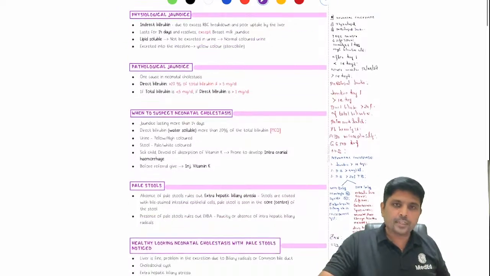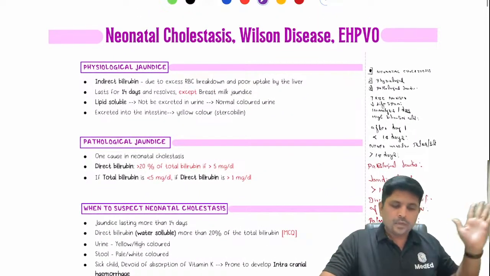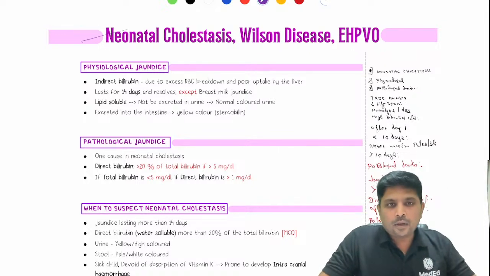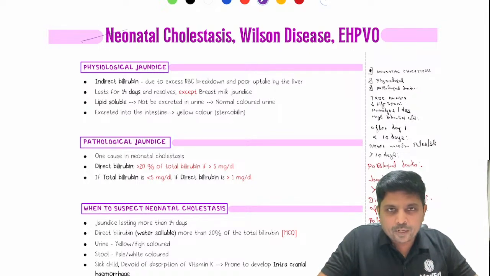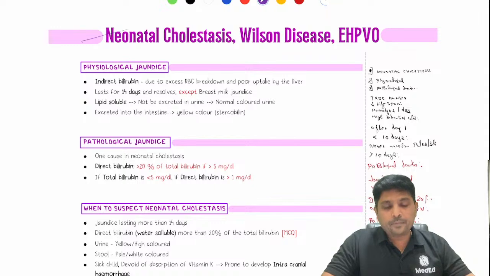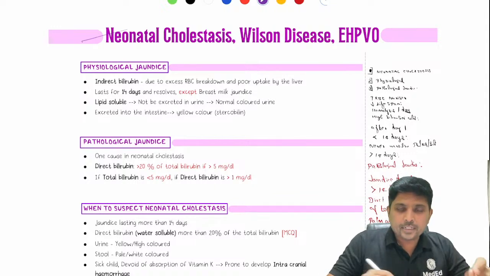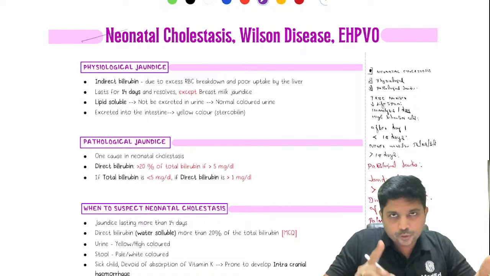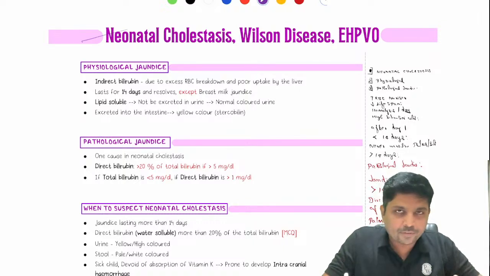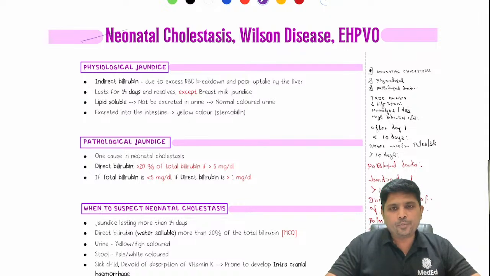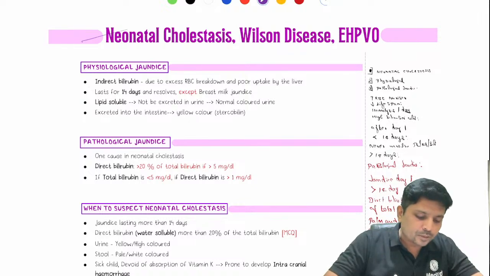So what are all the things you need to know? Neonatal cholestasis means your indirect bilirubin is more compared to direct bilirubin. And as I told you already, physiological jaundice less than 1 day never occurs. Usually occurs between second day to second week, and it is usually indirect hyperbilirubinemia. Can be due to breast milk jaundice.